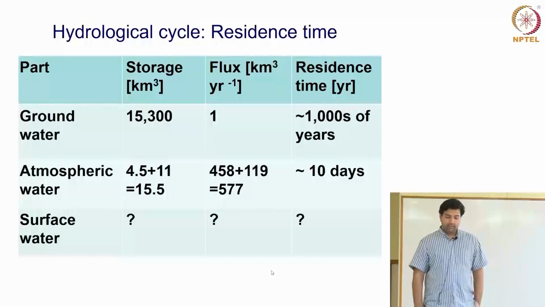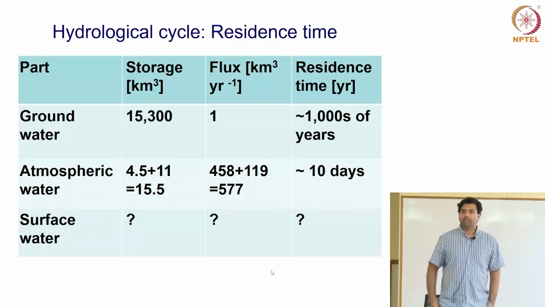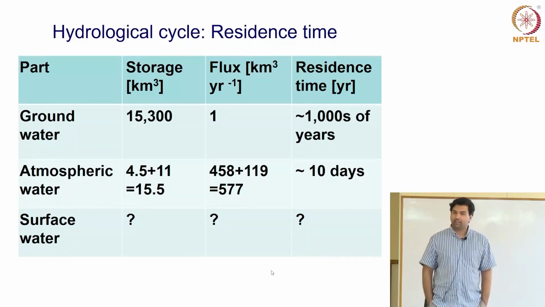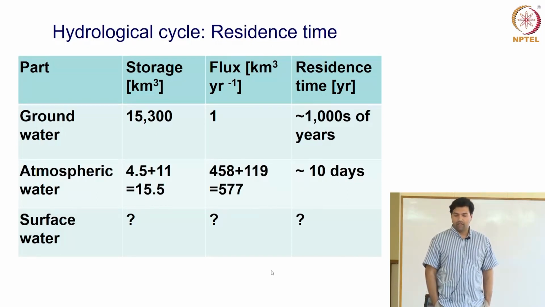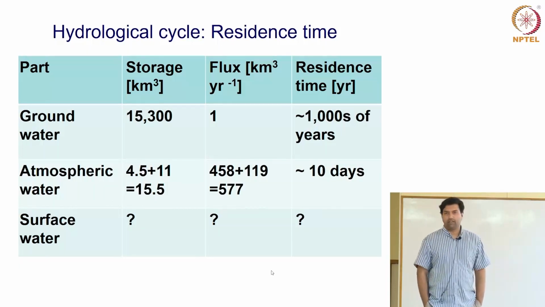Now, I was earlier mentioning the consequence of the difference in magnitude between your storage and fluxes. So let's look at groundwater. Your groundwater storage is about 15,000 cubic kilometers, whereas your flux is only 1 cubic kilometer per year. So we can compute some kind of residence time or detention time. You divide your storage by your flux, so you get an average estimate for how long a water molecule stays inside the groundwater. That comes out to be about several thousand years.